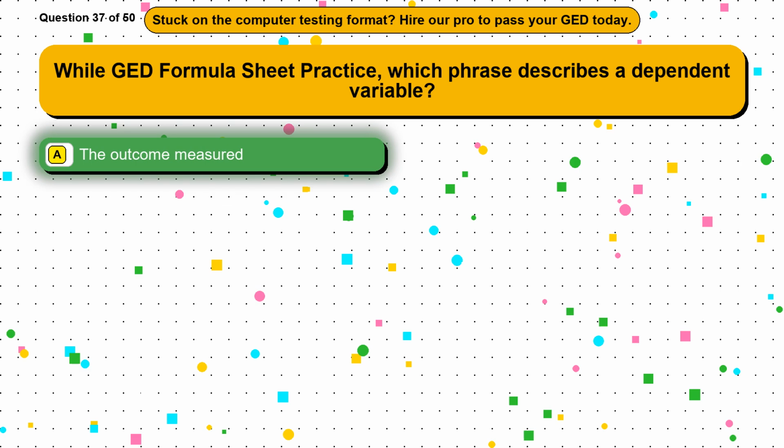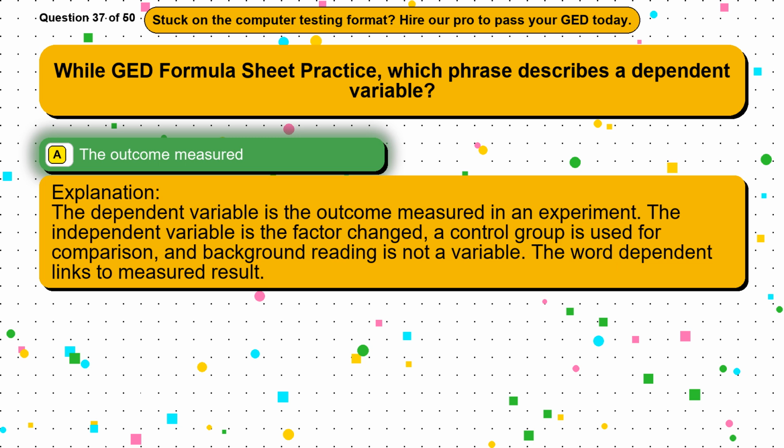The correct answer is option A, the outcome measured. The dependent variable is the outcome measured in an experiment. The independent variable is the factor changed, a control group is used for comparison, and background reading is not a variable. The word dependent links to measured result.